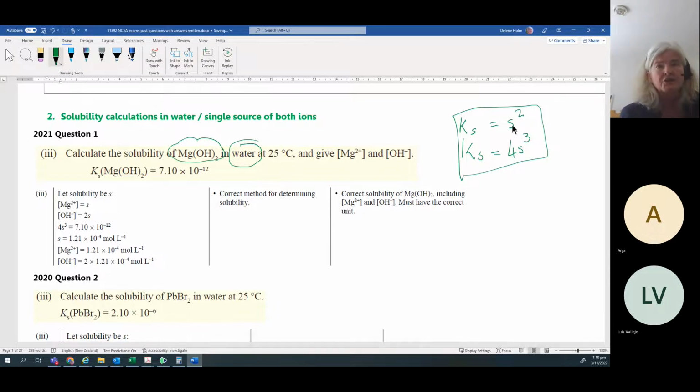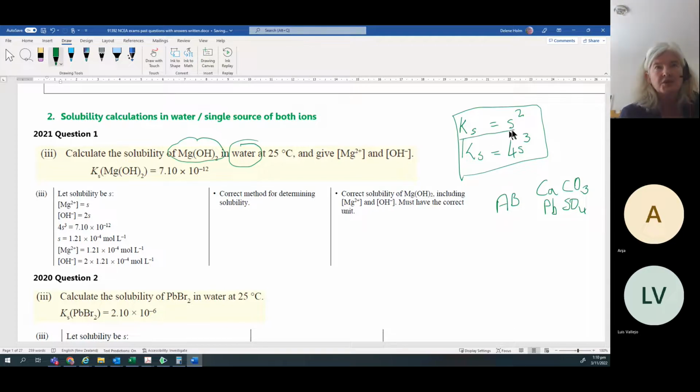Okay. Now, when do you use S squared? When do you use 4S cubed? That depends on the type of salt or solid you're using. If it's a 1-to-1 ratio of what we call an AB salt, so this could be calcium carbonate or lead sulfate, okay, they are 1-to-1.